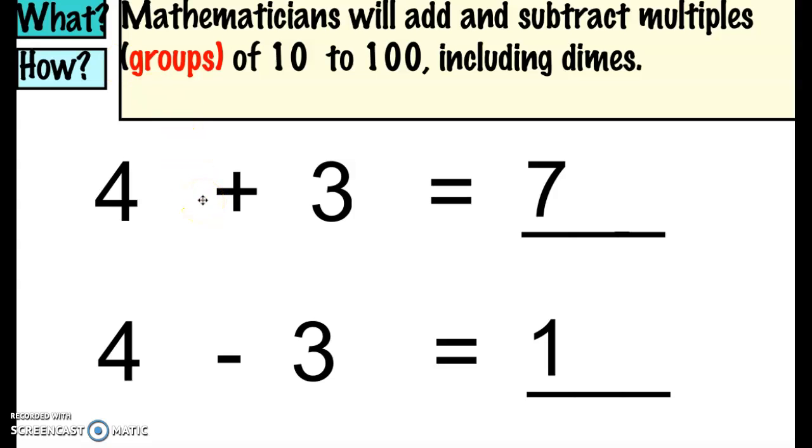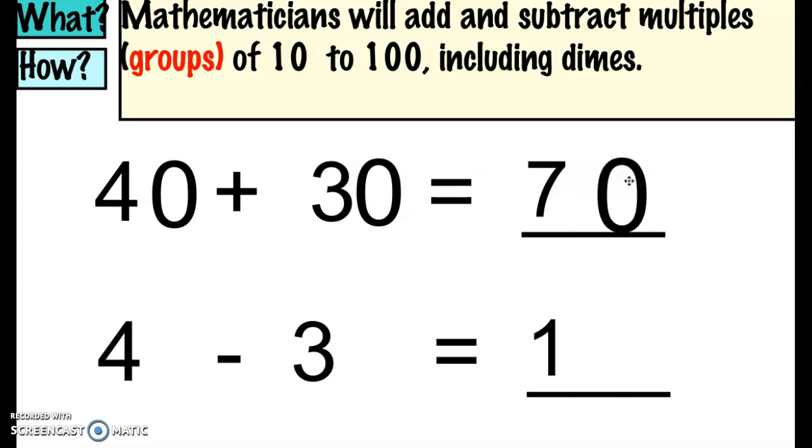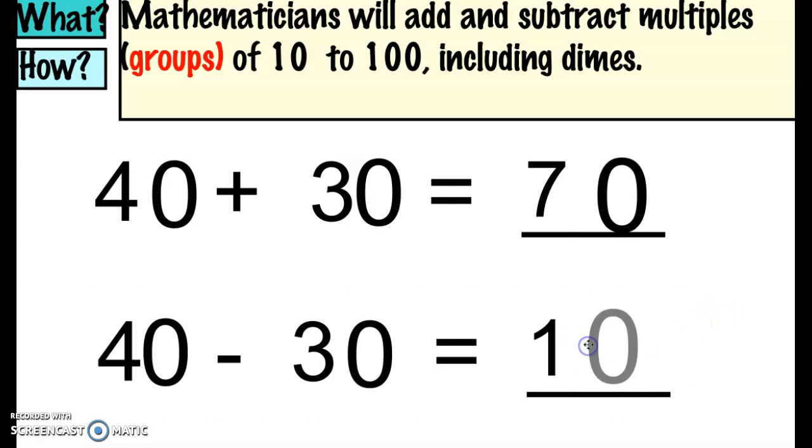So what happens when we are adding and subtracting groups of tens? So we have 4 plus 3, that gives us what? 7. So what about 40 plus 30? That will give us what? 70. Excellent. So 4 minus 3 we already know is 1. What happens if we subtract 40 minus 30? That gives us what? 10.